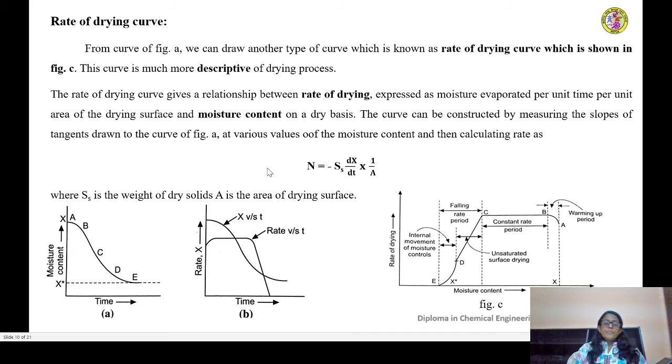N represents the rate of drying, or you can also use capital R. Ss is the weight of dry solids. dX by dt is the result obtained from the drying test, that is, measuring the moisture with respect to time, so dX by dt at various values of moisture content is obtained. That is multiplied by the dry weight of solid and by 1 divided by the area of the drying surface. This gives the rate, which is very essential and should be carefully done. Ss is the weight of dry solids and A is the area of the drying surface.